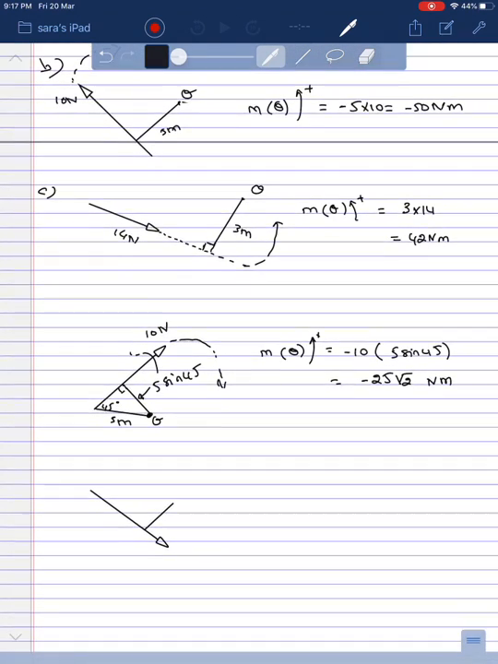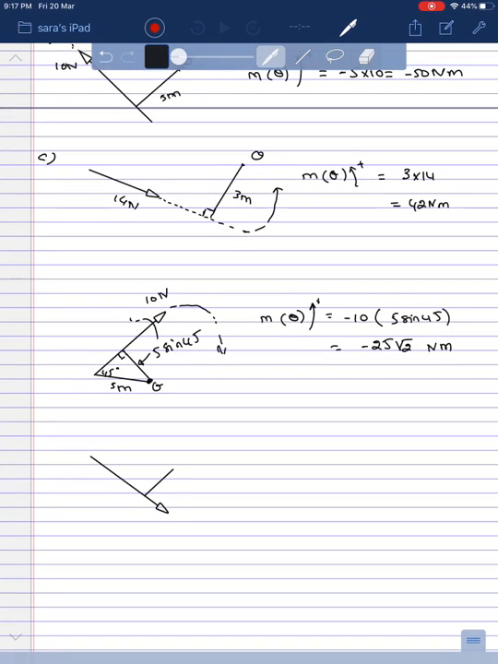Again, I'm telling you this is in case I'm taking anti-clockwise to be my positive direction in this question. And in fact, it can be anything. It can be clockwise or anti-clockwise, it doesn't matter. In the moment problem, you choose what your positive direction is.